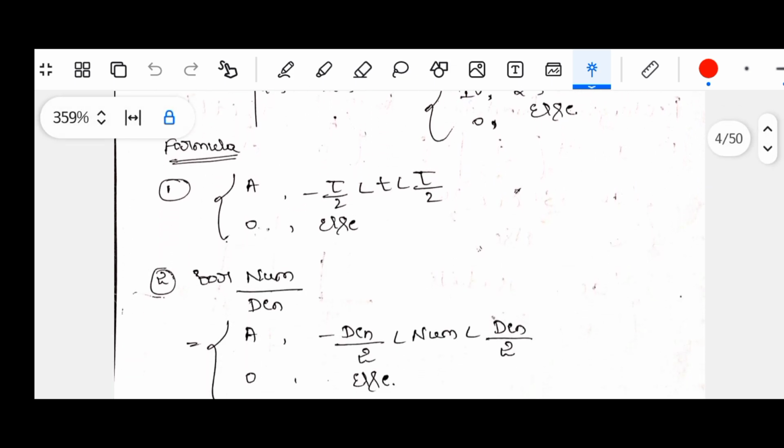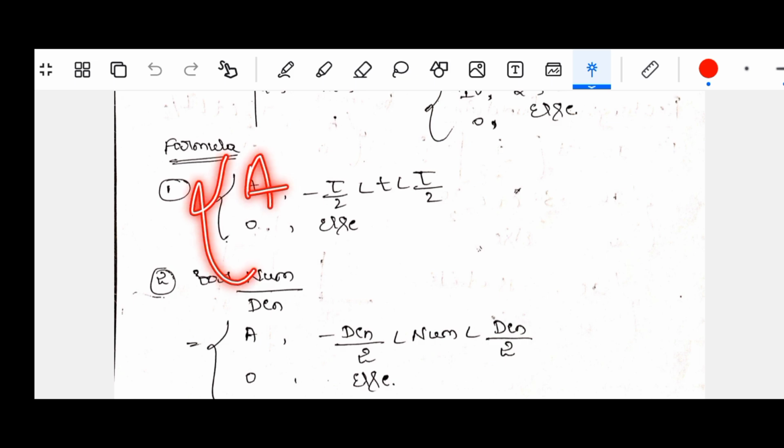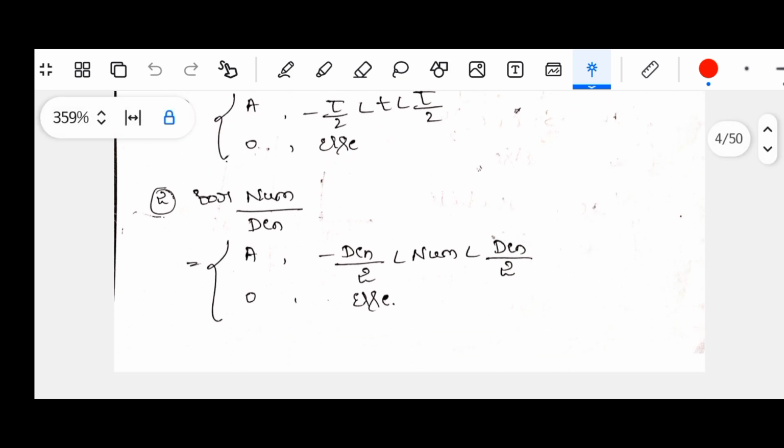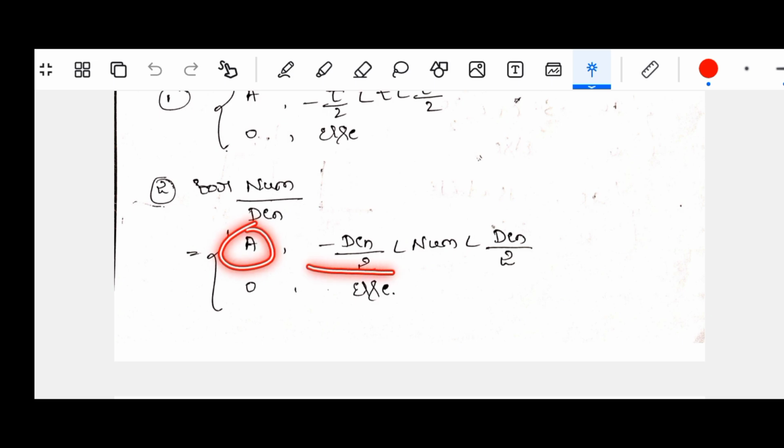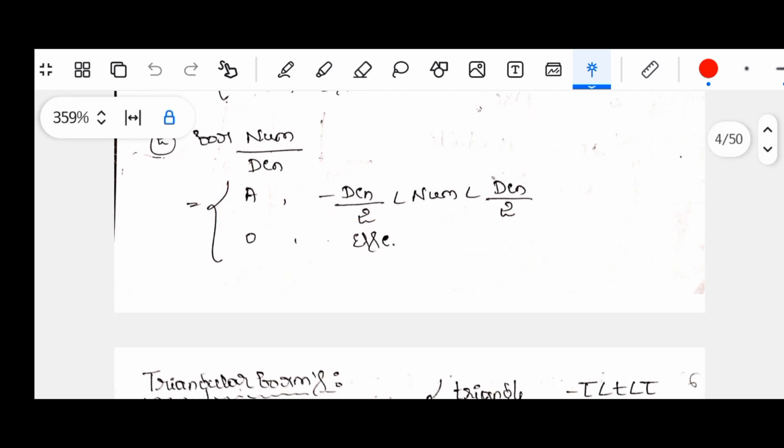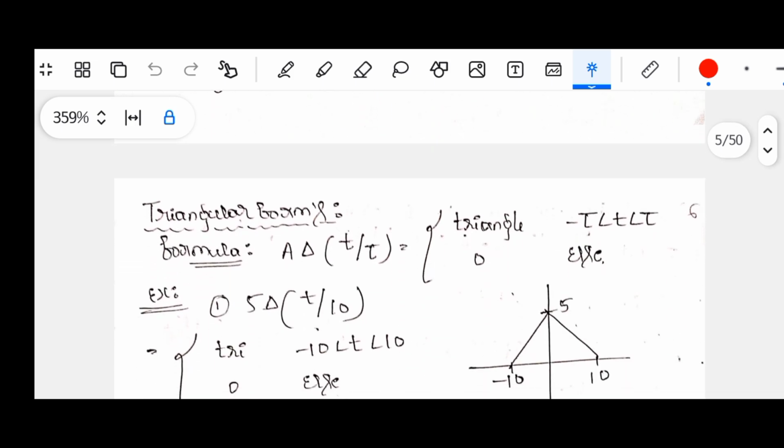Next formula. What is the formula for rectangular? It varies from minus tau by 2 less than t less than tau by 2, and it will be 0 else. For problems related to numerator and denominator, the formula will be minus denominator by 2 less than numerator less than denominator by 2. It will be 0 for else.